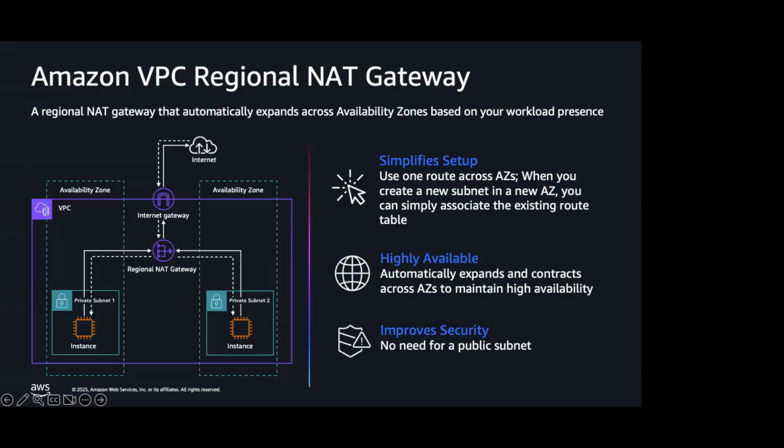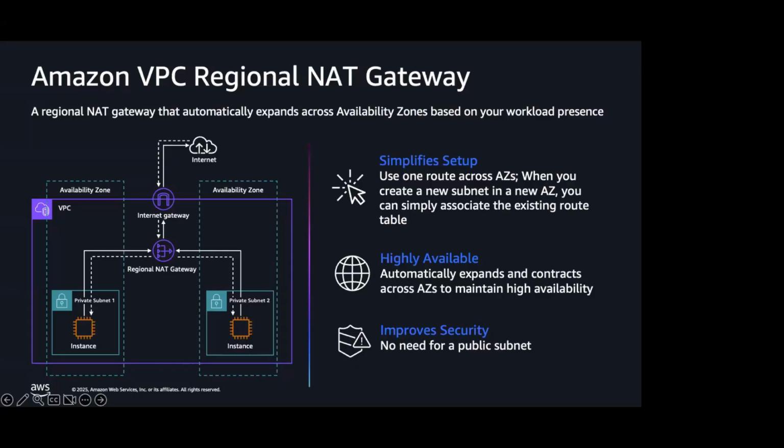That's always been there, but NAT gateway has always been a zonal service, meaning that, like in this diagram on the slide, if you're deployed across multiple availability zones, which you always should be for best practices, you would need to put a NAT gateway in each of the availability zones that you're using. That also means that the route tables in those different availability zones need to be unique because they would direct traffic to the NAT gateway in that AZ.